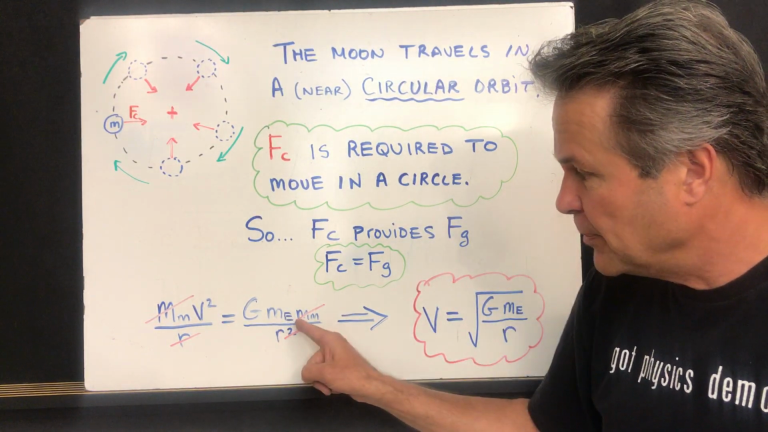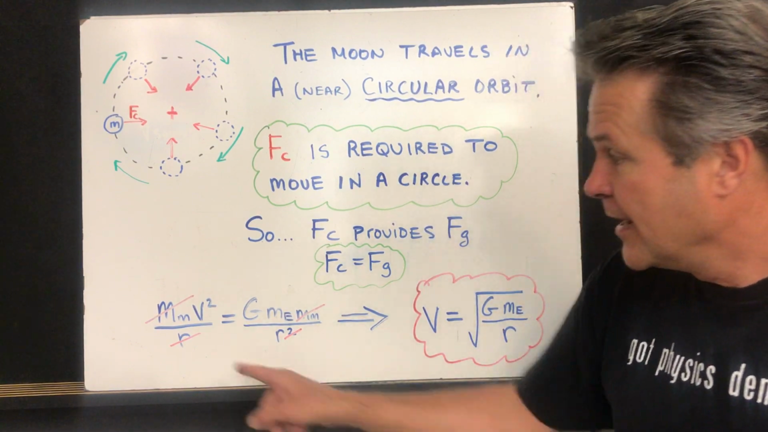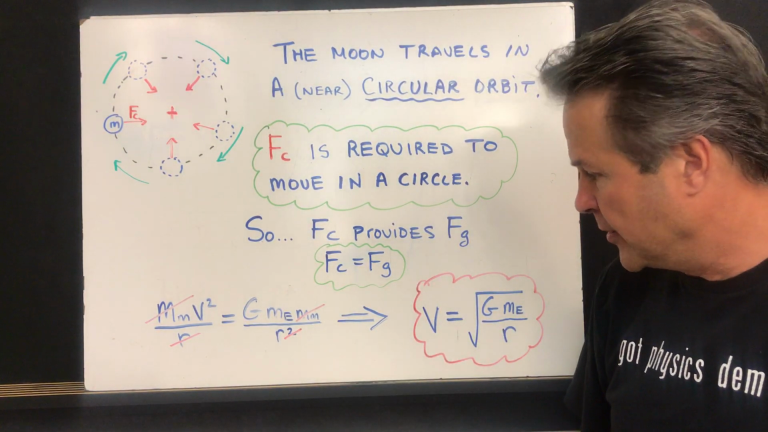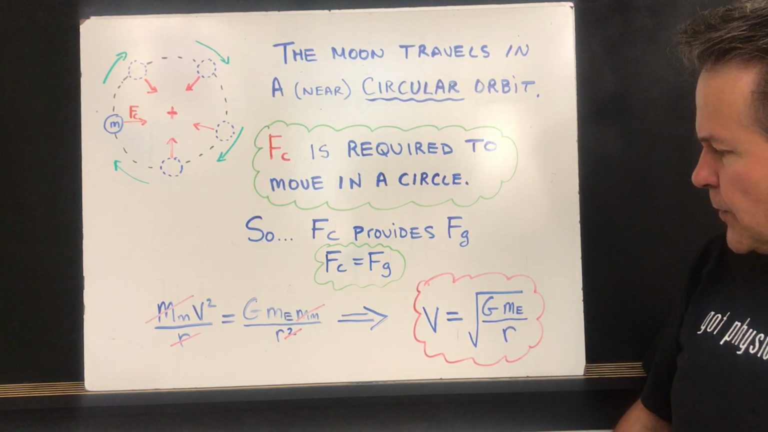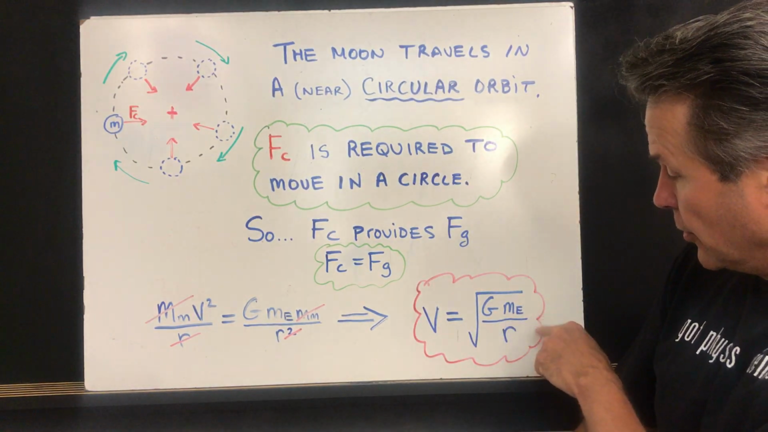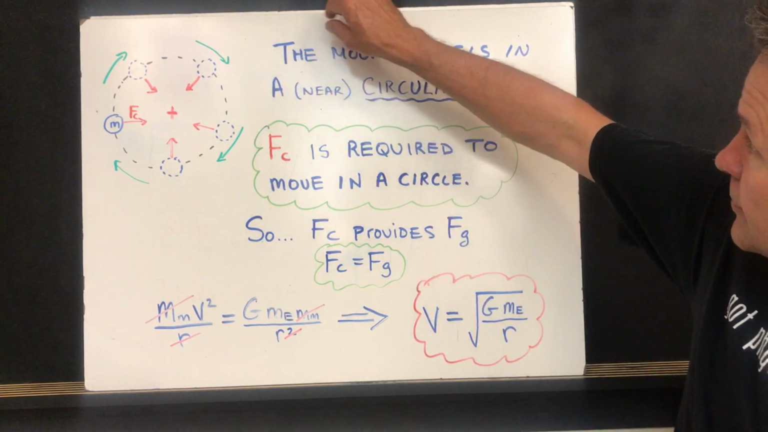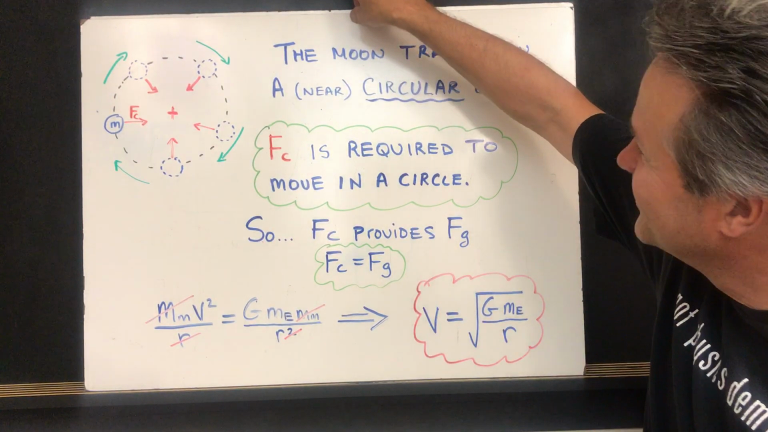Now, of course, we can simplify. You can see that the mass of the moon actually doesn't really matter. And we can reduce the r in the formula, and we're left with this formula: V is equal to the square root of G, mass of the Earth divided by the distance between their centers, all square rooted.